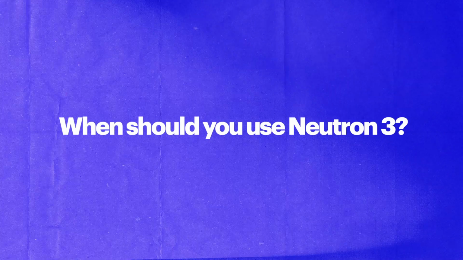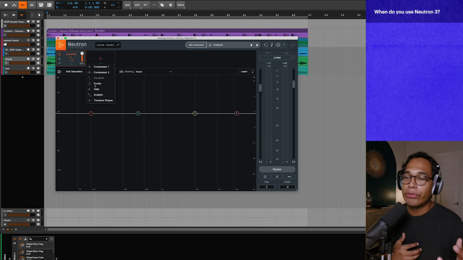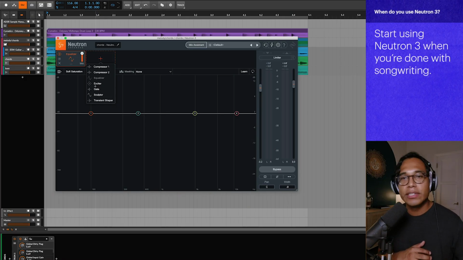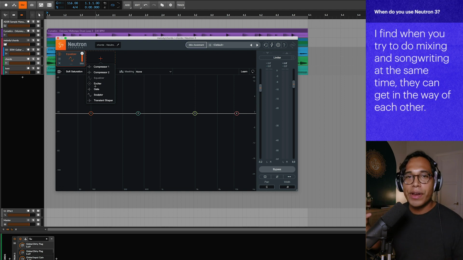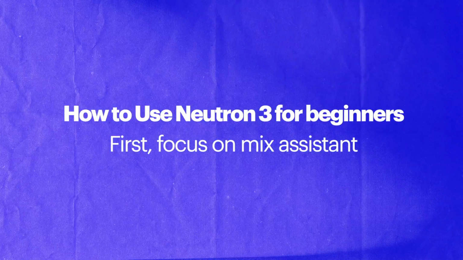Okay, so when should you start using Neutron 3 in your session? For me, I like to start using Neutron 3 once I'm all done writing, arranging, and sound designing. Once my song is all written out, that's when I'll bring out Neutron 3 to help mix. Okay, so if you're a beginner, the first thing you should focus on is Mix Assistant.